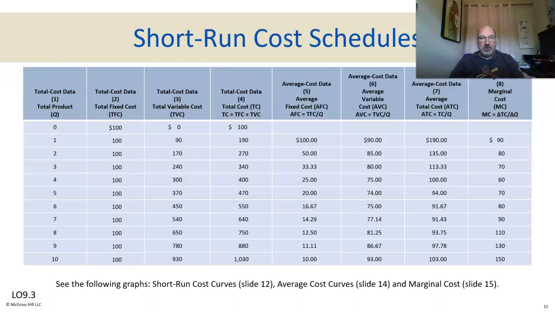So here is a quick table for that. Total cost, units, quantity 0 to 10. Total fixed cost is 100 all the way down. It's always 100. If it's 100 at 5, it's going to be 100 at 0. It's going to be 100 at 10. Total variable cost is 0, 90, 170, 240, 300, 370, 450, on up to 930. So total cost, you're going to add those two numbers, and you're going to go 100 to 1030.